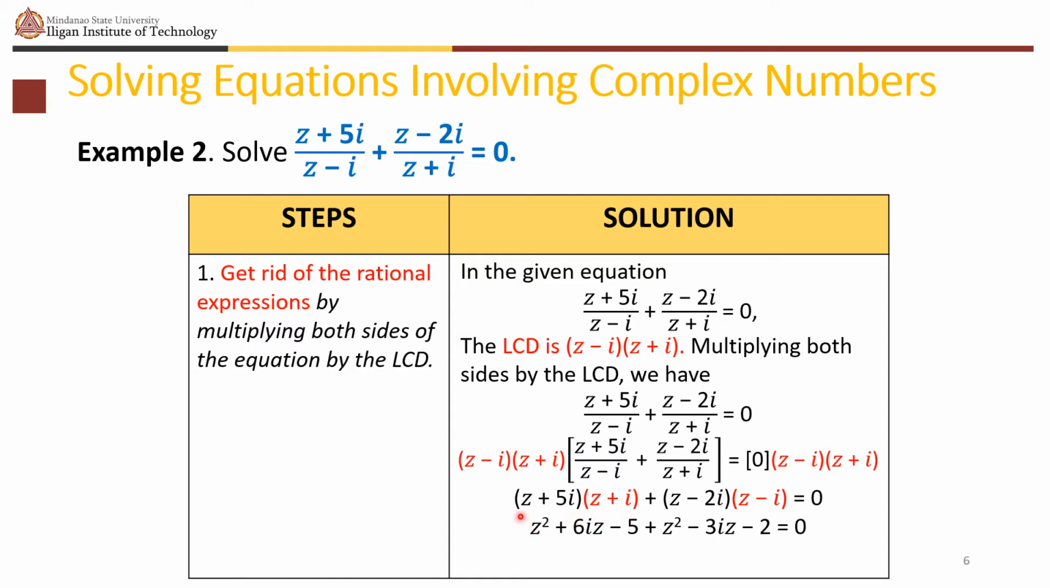5iz plus zi will give us 6iz. And positive 5i times i will give us positive 5i squared. But since i squared is negative 1, we have here negative 5. And then this one will give us z squared, z times z. And then minus 2iz. And then we have minus iz, so that will give us minus 3iz. Then minus 2i times minus i will give us positive 2i squared. But since i squared is equal to negative 1, that's why we have negative 2 here. It's equal to 0.